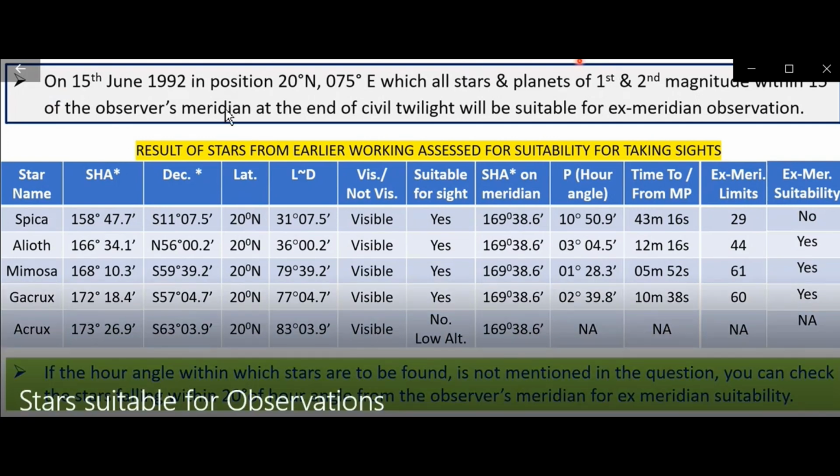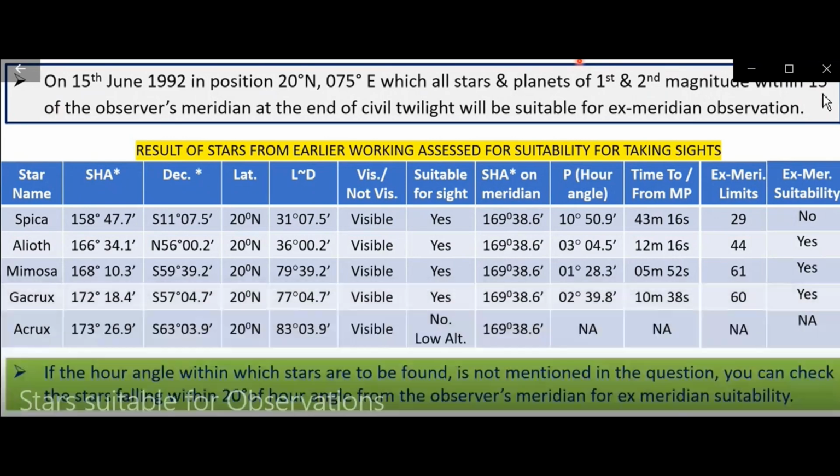बेटा अब अगर यही क्वेश्चन हमें वो देते 15 June 92 in position so and so, which all stars and planets of first and second magnitude will be suitable for X meridian observation. सीधा यही लिखा होता, on this date this position find the stars and planets suitable for X meridian observation, and they don't mention this 15 degrees anywhere.